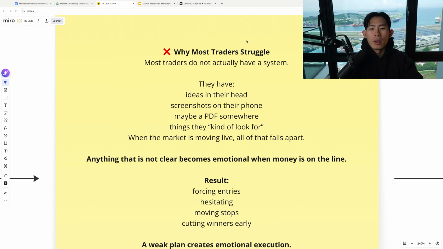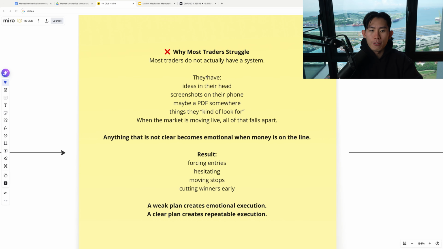All right, so here's why most traders struggle. A lot of traders out there think that they have a strategy. But what they really have is a loose collection of ideas. They have some concepts in their head, right? They know all the blocks, they know supply and demand zones, they know candlestick patterns, they know chart patterns. Maybe they have some screenshots saved on the phone, or maybe a PDF locked somewhere, things that they kind of look out for.